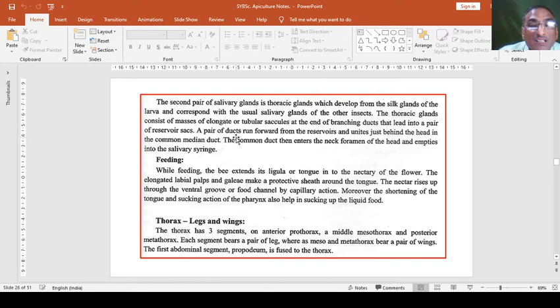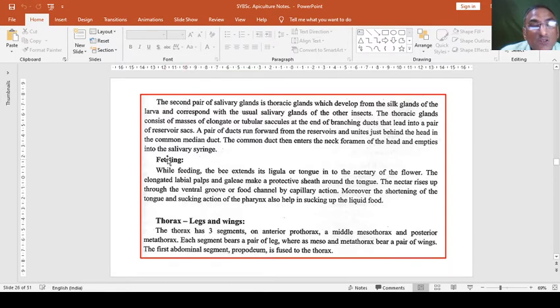A pair of ducts run forward from the reservoirs and unite just behind the head in the common median duct, and the common duct then enters the neck foramen of the head and empties into the salivary syringe. So in this way, this second pair of glands secrete their salivary secretion into the head region, into the salivary syringe, which is located at the mouth region. So this is about salivary glands.